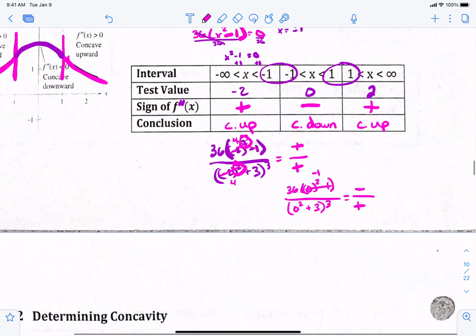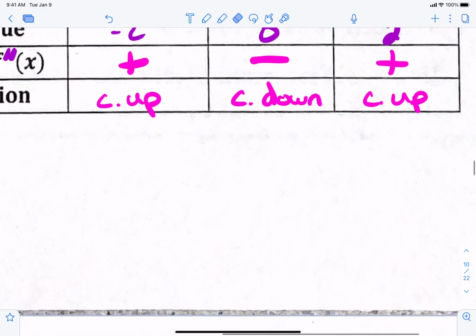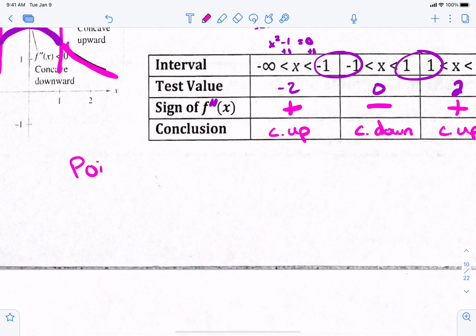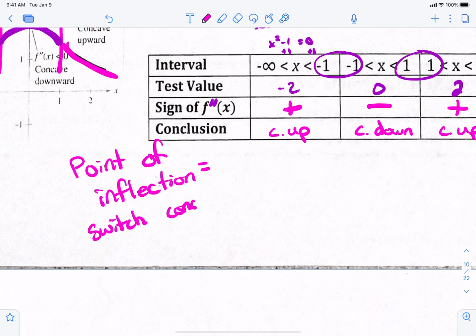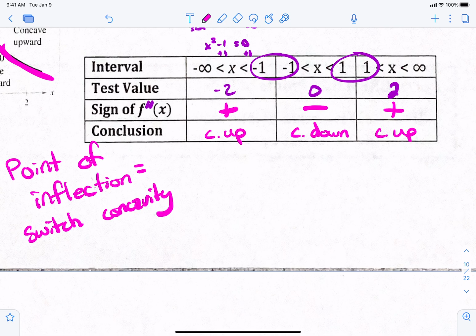Okay, now, I'm going to erase this down here at the bottom. The places where it switches from concave up to concave down is called a point of inflection. So let's write that down here. Point of inflection equals switch concavity is what it's called. POI. You can call it a POI, but for the first time we write it down, we'll call it a point of inflection. So a POI, okay? So this place right here is where it switches concavity. That is at the point what?